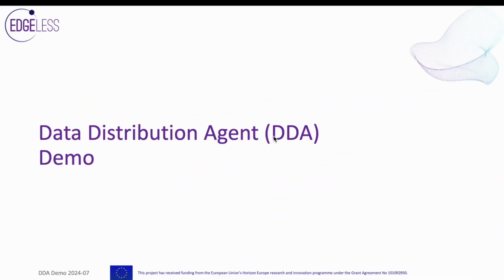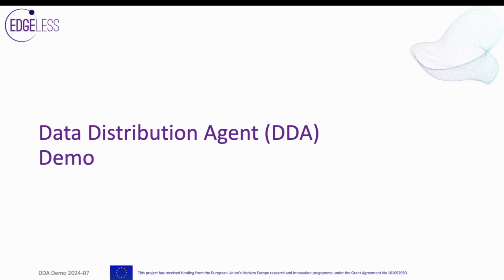In this video, we will show how the data distribution agent, also known as DDA, is integrated with the Edgeless platform. The data distribution agent is an open source component that allows to easily build loosely coupled multi-agent applications based on data-centric interaction patterns.